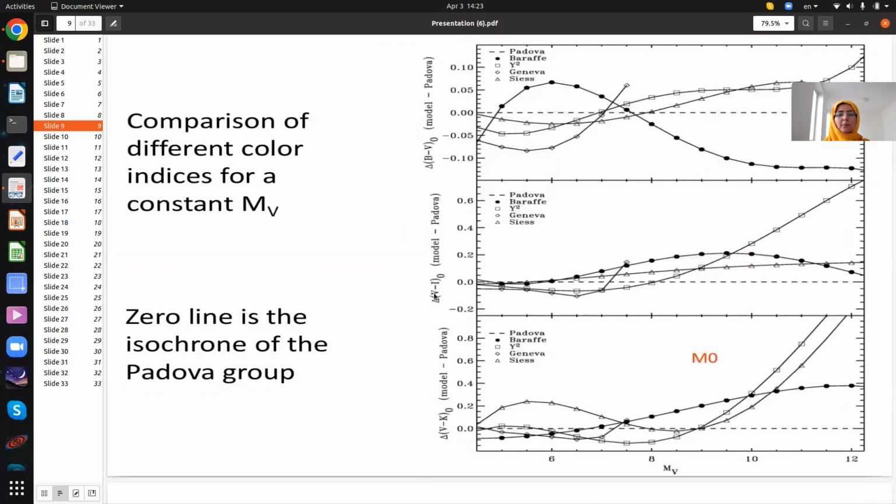Also here you see the comparison of different color indices for a constant visual magnitude. The zero line is the isochrone of the Padova group. You see visual magnitude, and here models for different colors. And the isochrones are different, as you see.